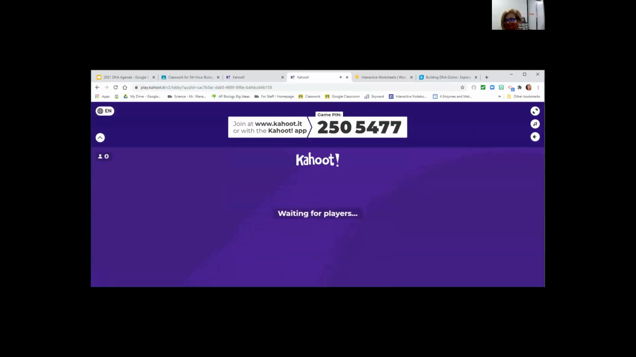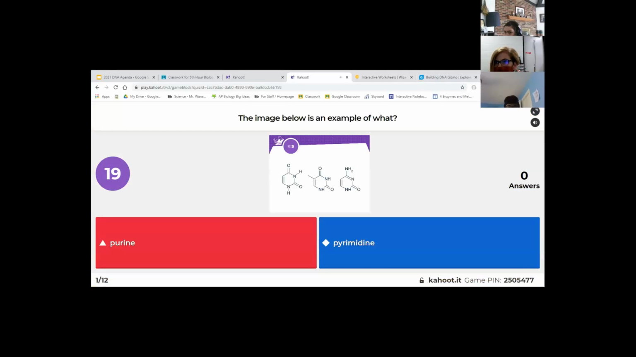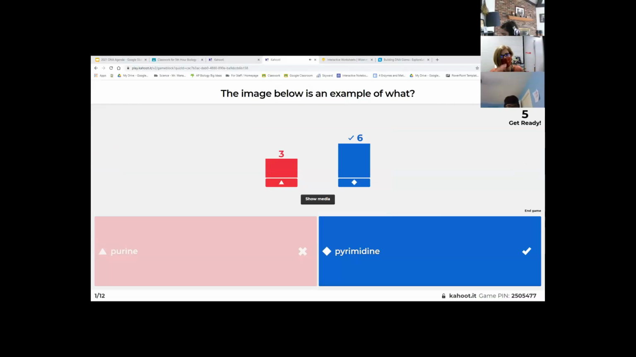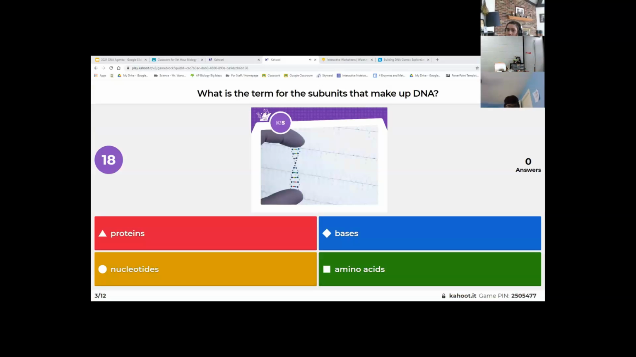You can go ahead and join in the fun. So we talked about single rings and double rings last time we were together. The single rings are the pyrimidines, and the double rings are the purines. That was fun. We can do later. I was just talking about these subunits, right?